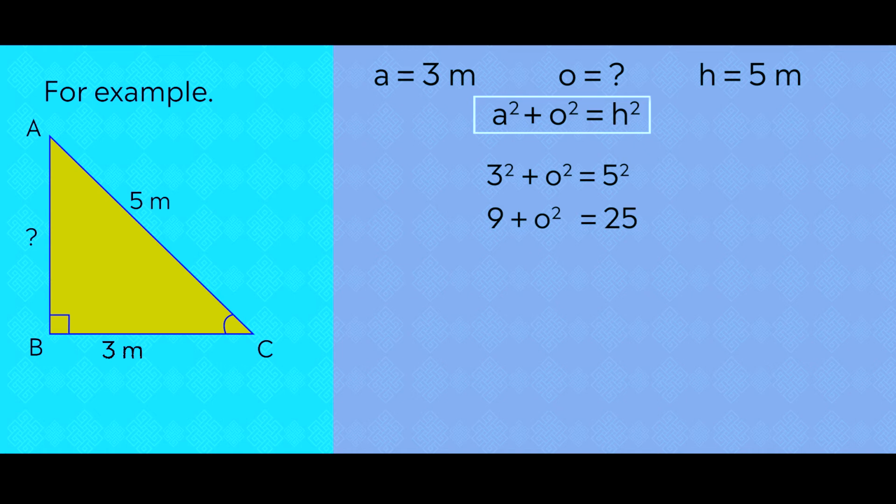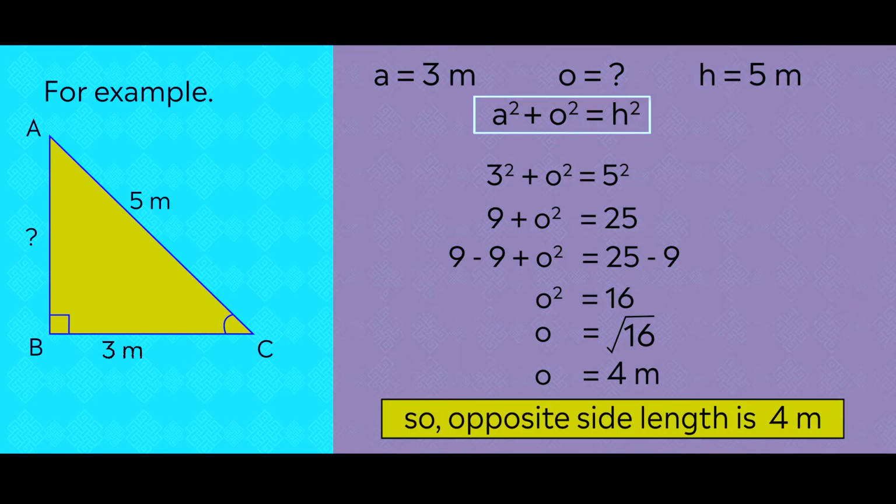But our aim is to calculate the unknown side length o, so we need to isolate o square. In order to do that, since 9 is added to o square, we need to subtract 9 on both sides of the equation to balance the equation, as a result of which we get o square upon simplification in the left-hand side, and in the right-hand side, 25 minus 9 equals 16. And to calculate the value of o now, we find out the square root of 16. So o equals 4 meters. That is, the opposite side length of this right triangle is 4 meters.